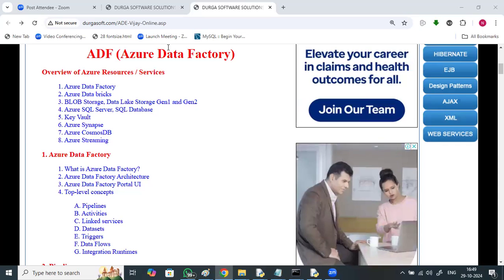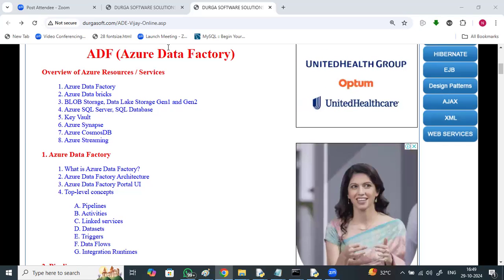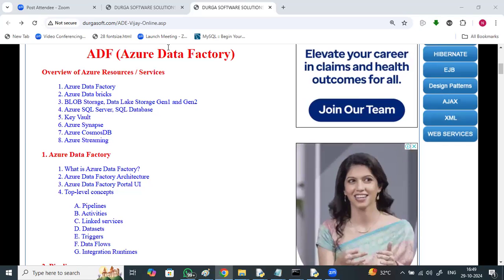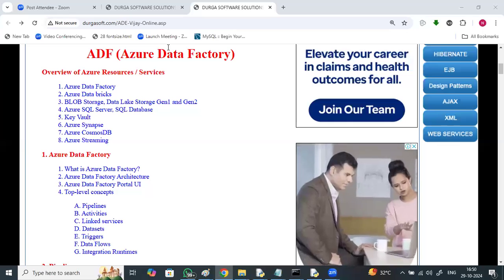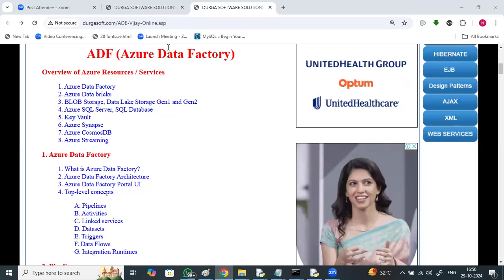From tomorrow we'll be starting with the ADF session. Along with ADF, Azure Databricks and Synapse, I'm going to discuss Data Lake, Azure SQL, Azure Cosmos, and other things, right?